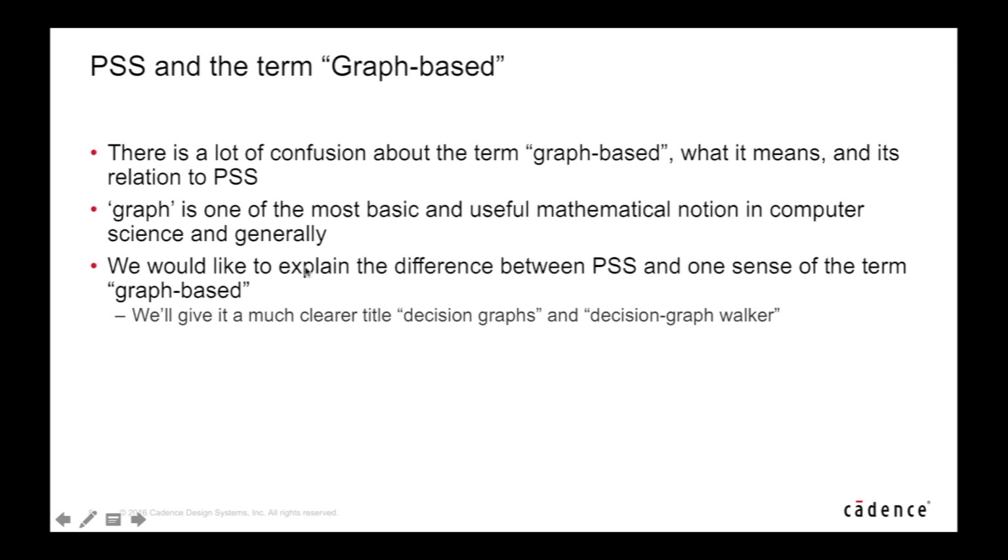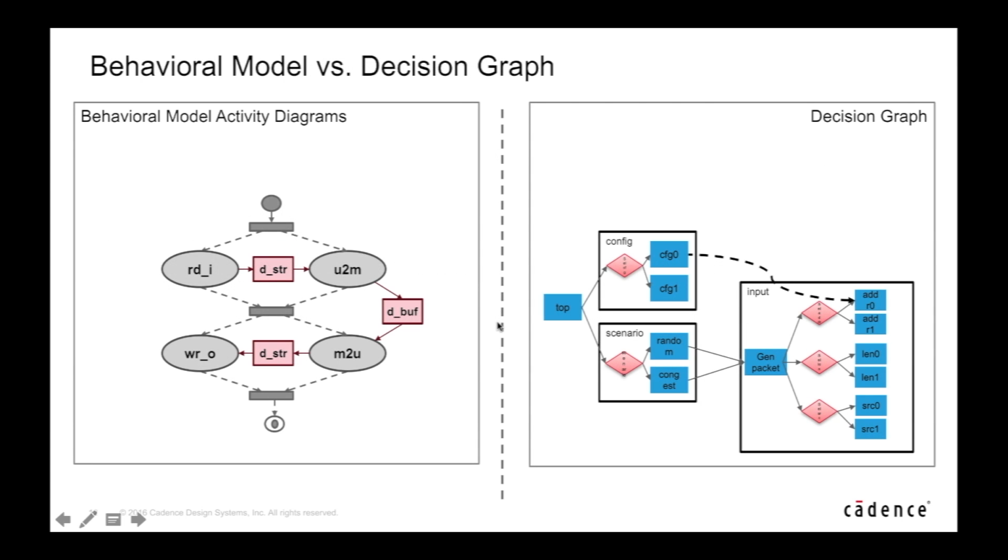But we would like to go a little bit deeper and explain the differences between PSS and one sense of the term graph-based, which is a decision graph, and a decision graph walker, a solution that walks a decision graph. So I put here a behavioral model. You've seen that before if you looked at the Accellera tutorial or our previous video.